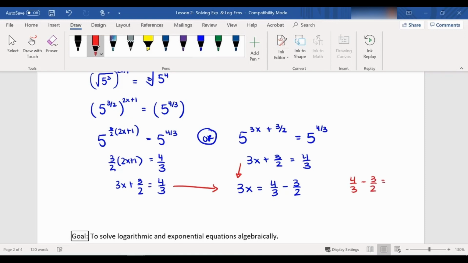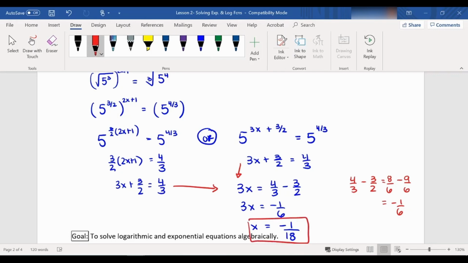We need common denominators, so our denominator would be 6. So we get negative 1/6. Okay, so we actually have 3x equals negative 1/6. Now if I divide both sides by 3, I get x equals negative 1/18. So there's no way we would have been able to guess and check this.